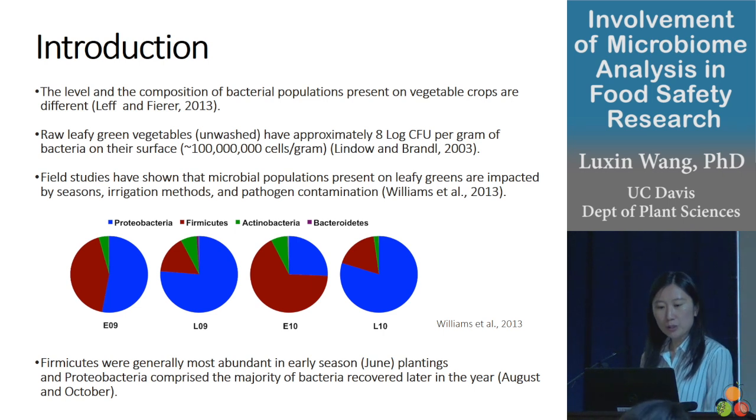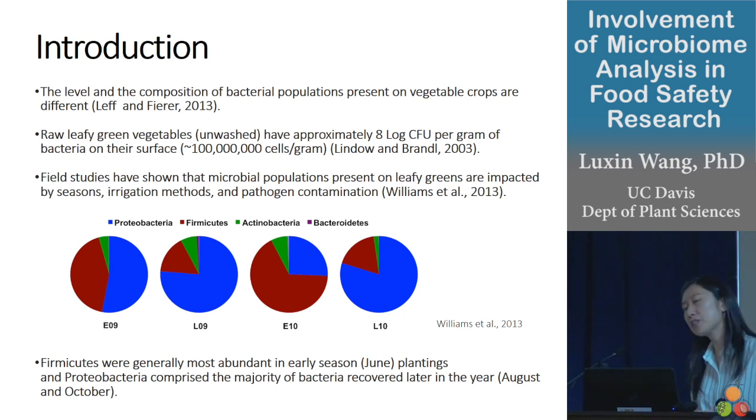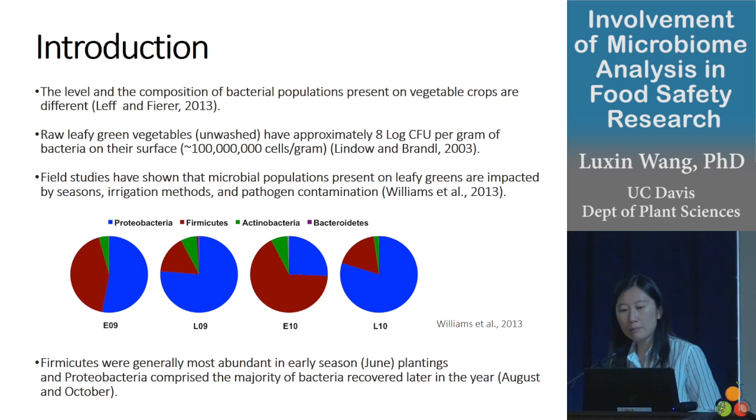According to previous research, we know that raw leafy green vegetables, if they are unwashed, have about 8 log CFU per gram of bacteria on their surface. And then field studies have already looked into the diversity and levels of the microbiome present on those leafy greens. This is the study conducted by Dr. Maria Marco from UC Davis. What they did is grow romaine lettuce in Salinas, in both 2009 and 2010.